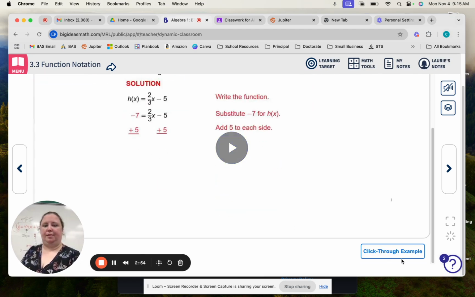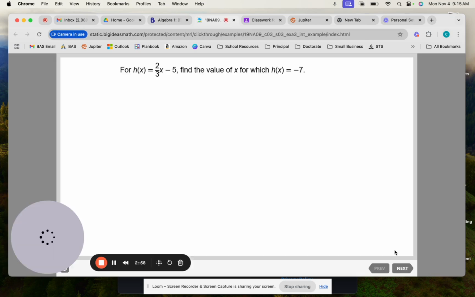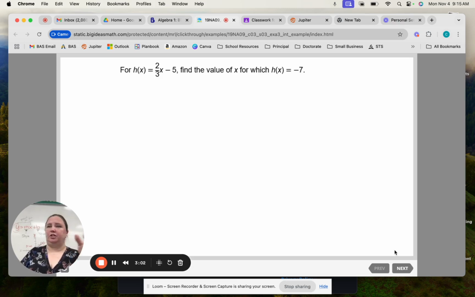Let's look at example 3. All right, so you see they used a different function label, h of x. Again, it's the same premise, it's the label. So find the value of x for which h of x equals -7. So what are we going to do with that -7? Put it wherever the x is.